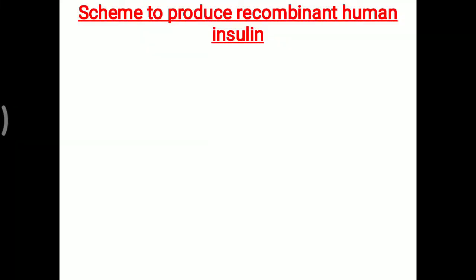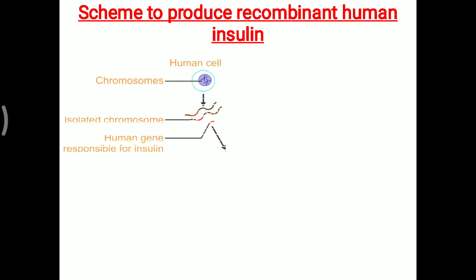Today's topic is basically to explain recombinant DNA technology, and with the help of that, how different important proteins are produced. So here the scheme to produce recombinant human insulin is explained. First, that particular human cell which contains all 23 pairs of chromosomes, which are responsible for insulin production, is isolated.